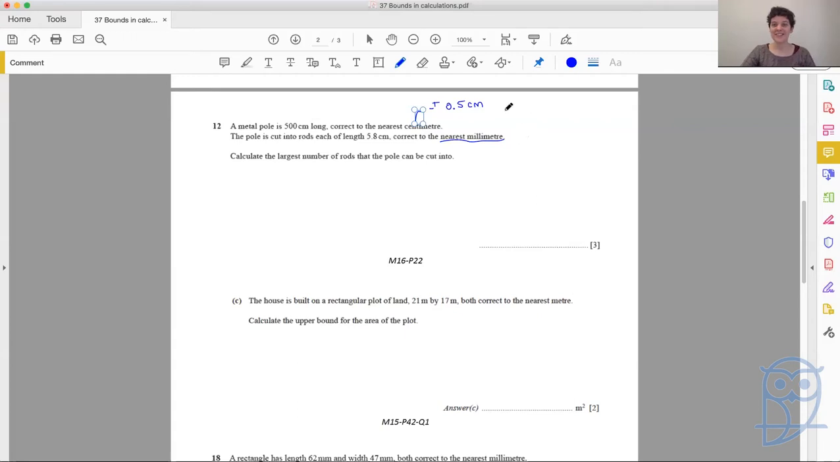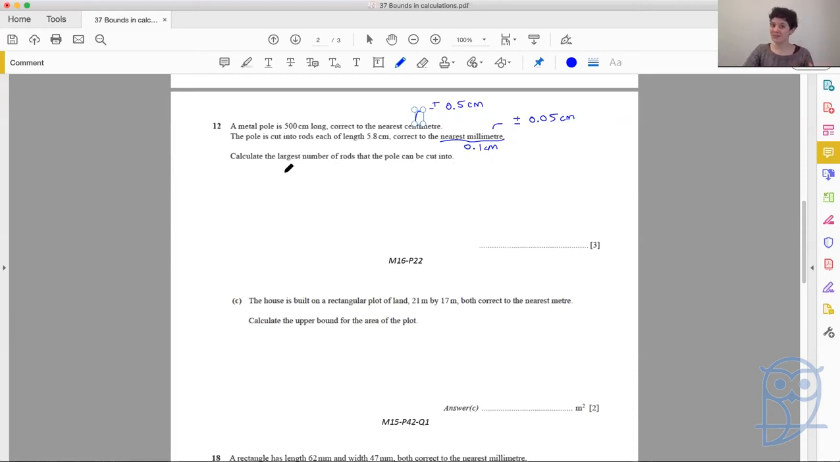We've changed units. So this means that we're going to go plus minus how much of a centimeter? Well, a millimeter would be 0.1 centimeters, because there's 10 millimeters in 1 centimeter. So half of the 0.1 means we're going plus minus 0.05 centimeters. And now we're very clever because we've got everything into 1 unit. So then calculate the largest number of rods that the pole can be cut into.